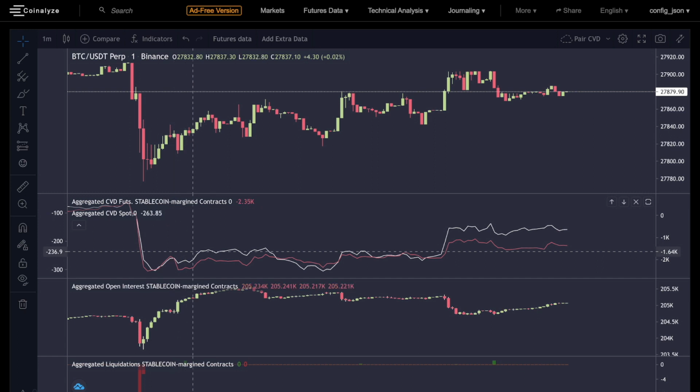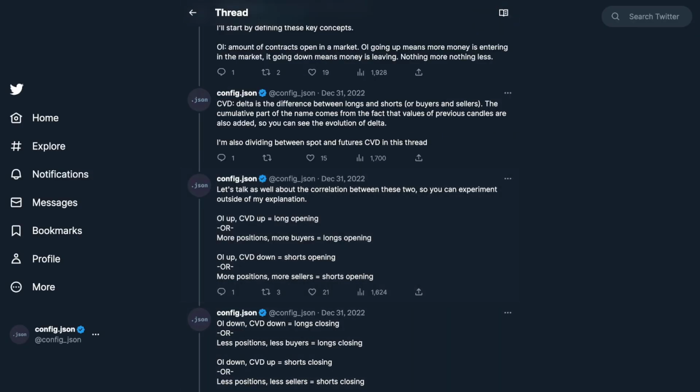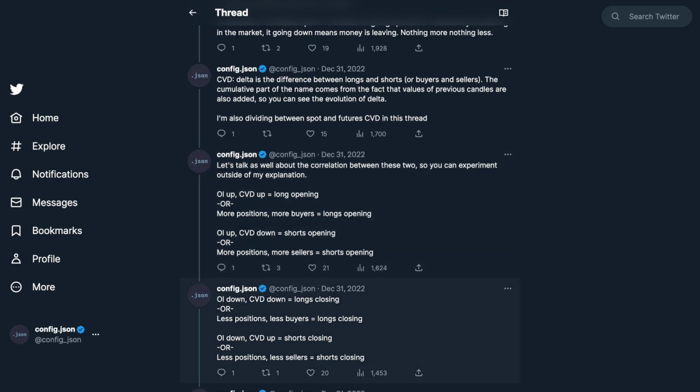Hope this has been clear. If it's not, you can check my Twitter thread again. You have the same correlations noted here in case you want to go over them again. OI up, CVD up, longs opening. OI up, CVD down, shorts opening. OI down, CVD down, longs closing. And OI down, CVD up, shorts closing.